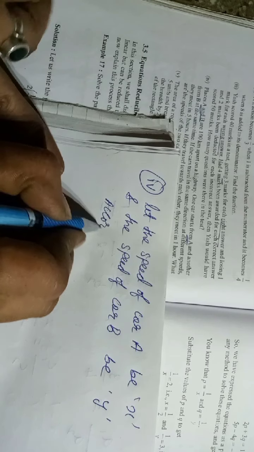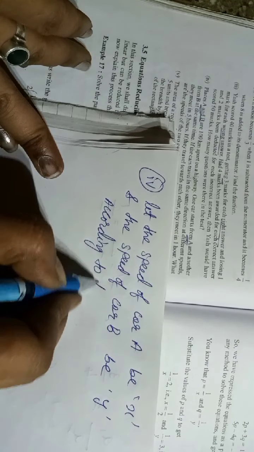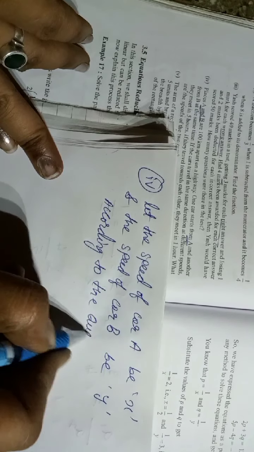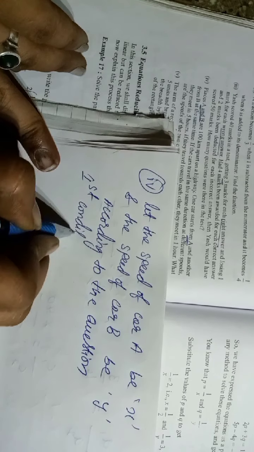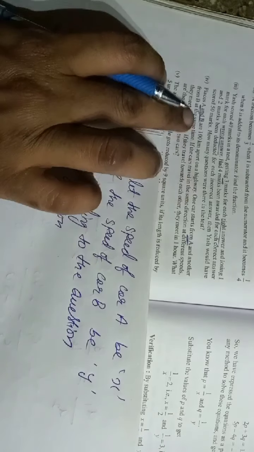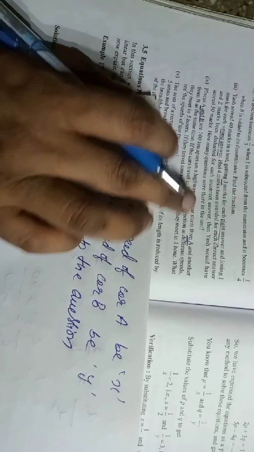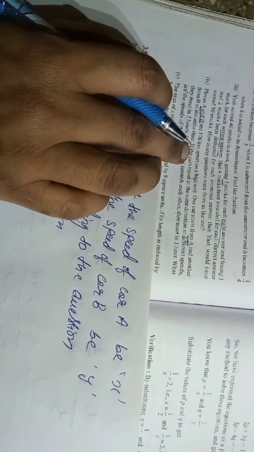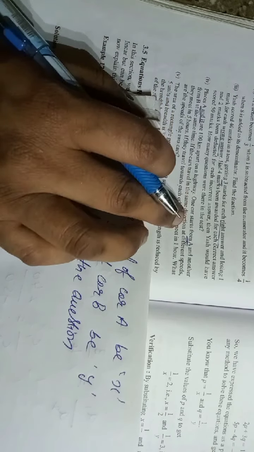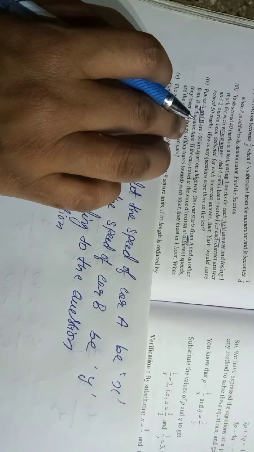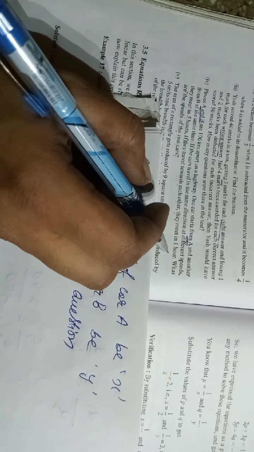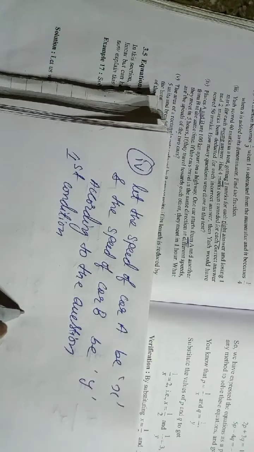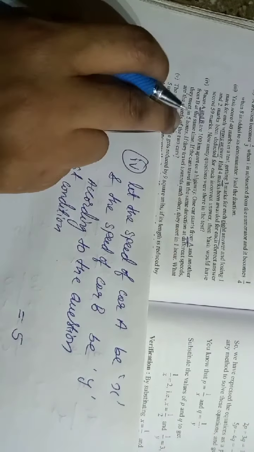Now come to the question. According to the question, we have to write this. First condition. What is given? The cars are 100 kilometers apart on a highway, one car starts from A, another from B at the same time. If the cars travel in the same direction at different speeds, they meet in 5 hours. If they travel towards each other, they meet in 1 hour. 5 hours is given for the first. What will be the speed of the cars?